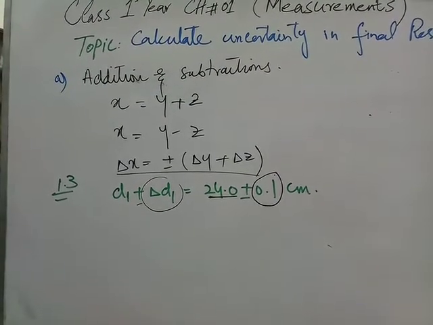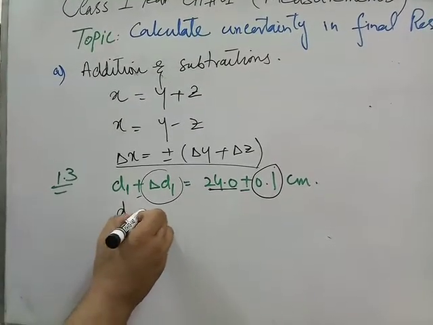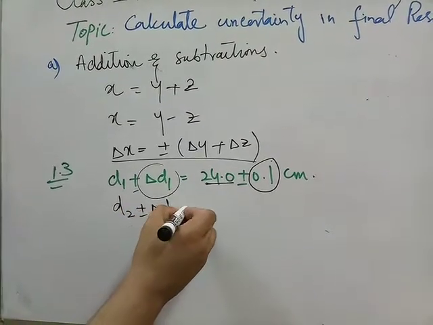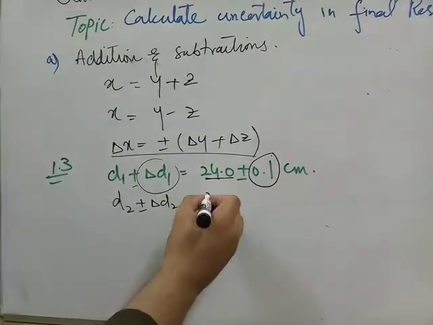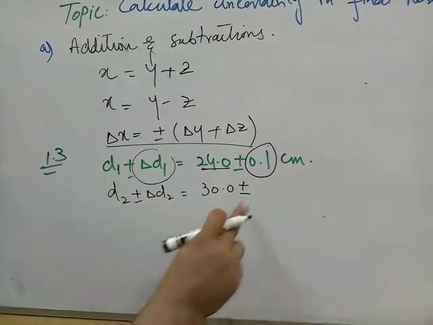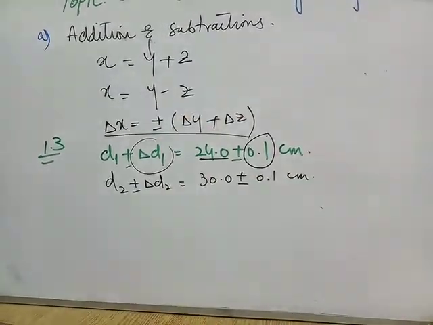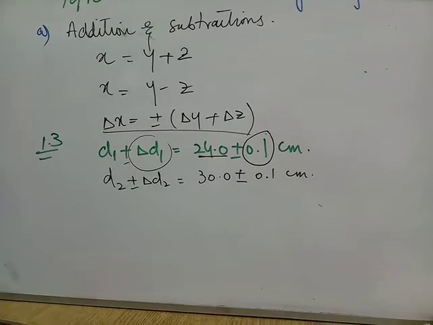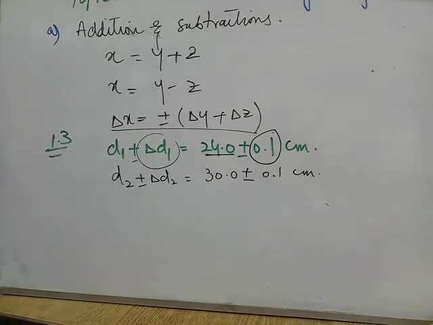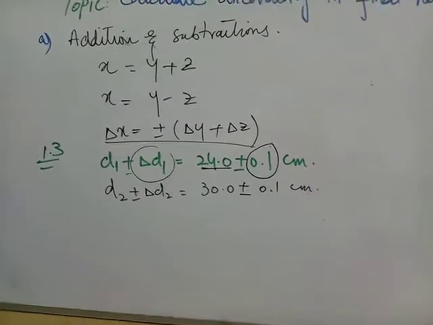It represents the internal diameter of a metal ring, and the other value is d2 plus or minus delta d2, equal to 30.0 plus or minus, and delta d2 represents the uncertainty in this external diameter. Then find the thickness of the ring along with its uncertainty.